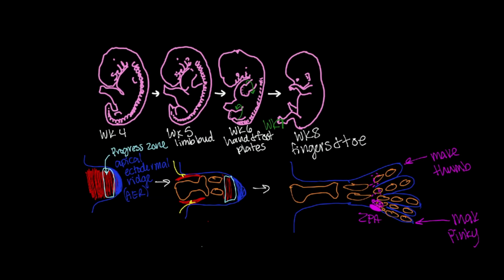In summary, limb formation begins in week 4 with the development of the AER. It will cause the outgrowth of the limb buds from the lateral body wall. Week 5, we had the limb bud stage. Week 6, we had the development of those hand and foot plates. And then by week 8, with apoptosis, those fingers will have been fully formed.